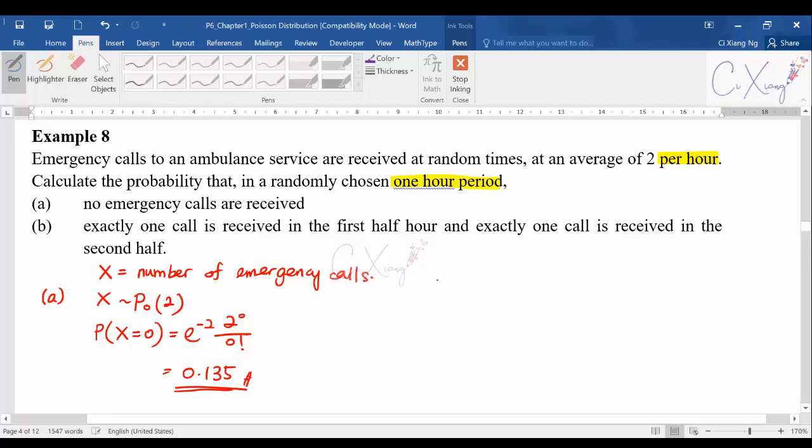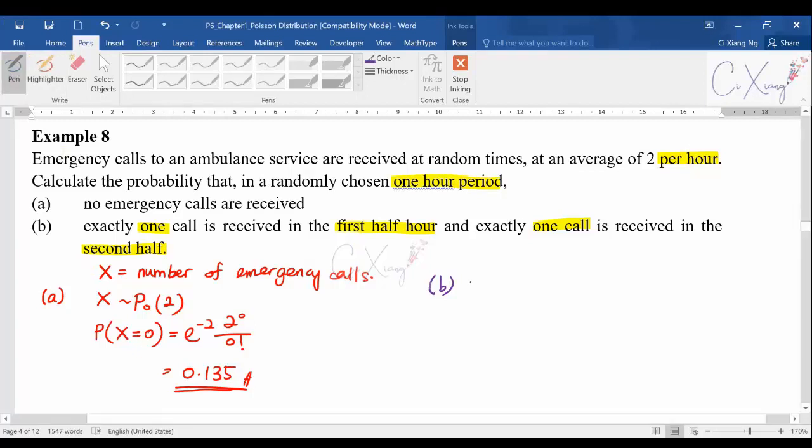Okay, so this is what we have. Then now we go to part number B. Please read the question carefully for part number B. Exactly one call is received in the first half hour and exactly one call is received in the second half hour. So for this particular question, they actually split the interval into 2. That means you have the first half an hour, and also the second half an hour. So the interval is different already, because in the question it gives you 1 hour, but now they split it into 2 half hours.